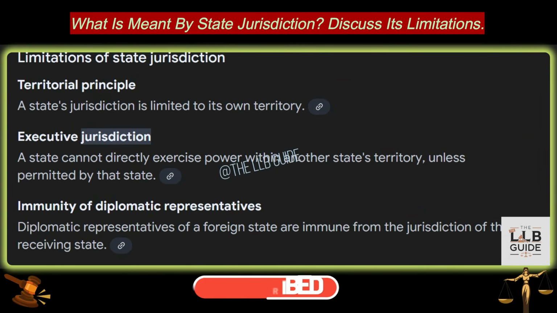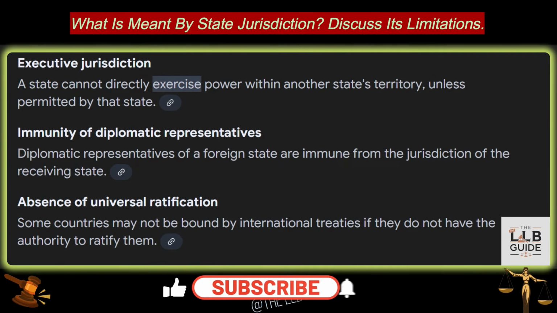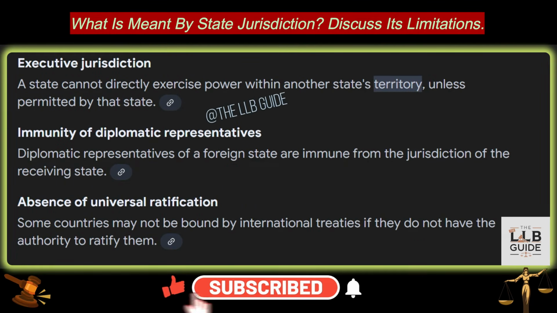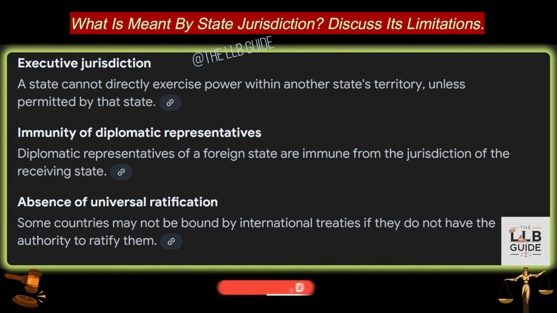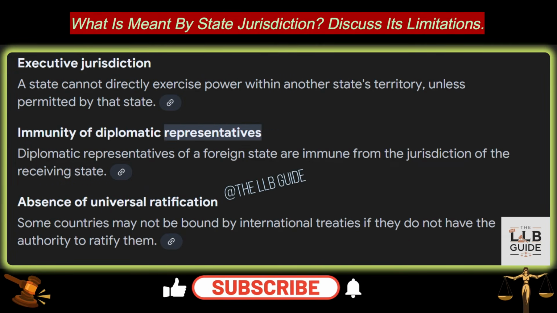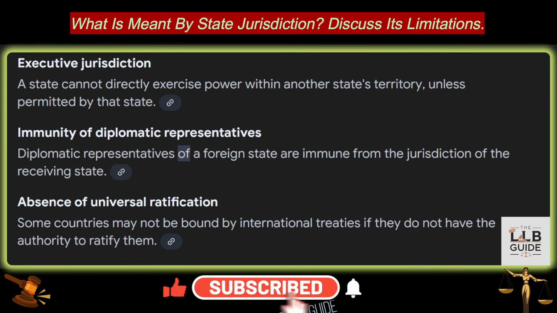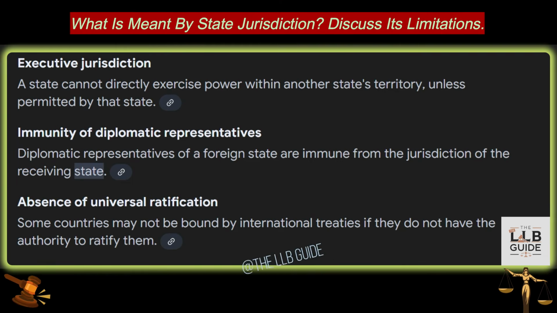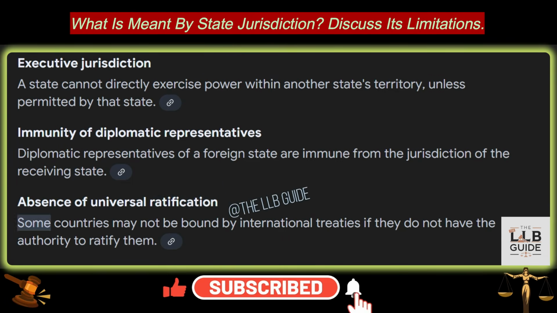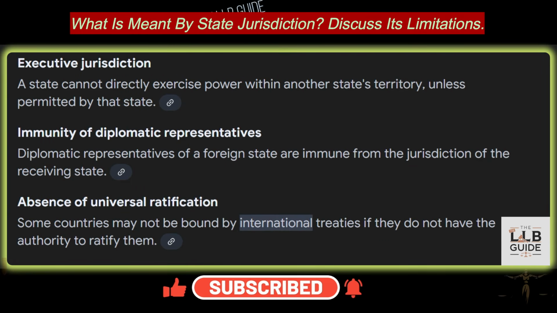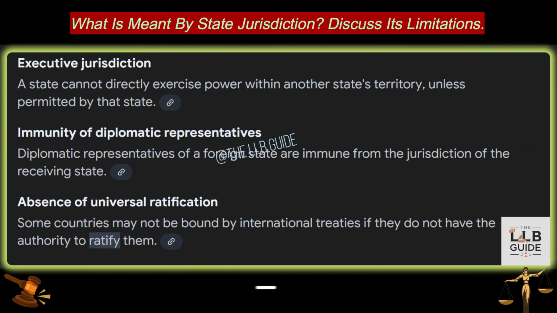2. Executive jurisdiction. A state cannot directly exercise power within another state's territory, unless permitted by that state. 3. Immunity of diplomatic representatives. Diplomatic representatives of a foreign state are immune from the jurisdiction of the receiving state. And 4. Absence of universal ratification. Some countries may not be bound by international treaties if they do not have the authority to ratify them.